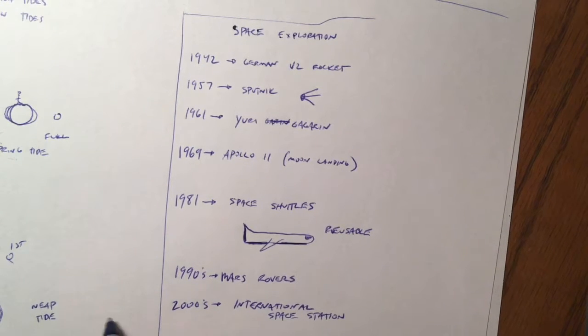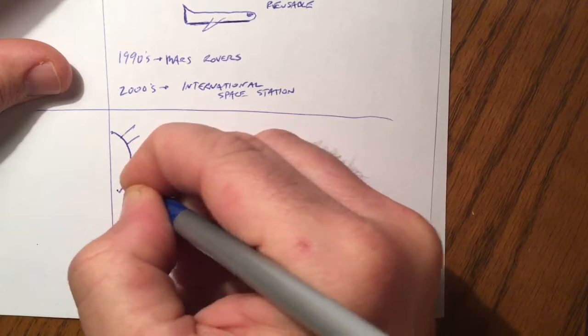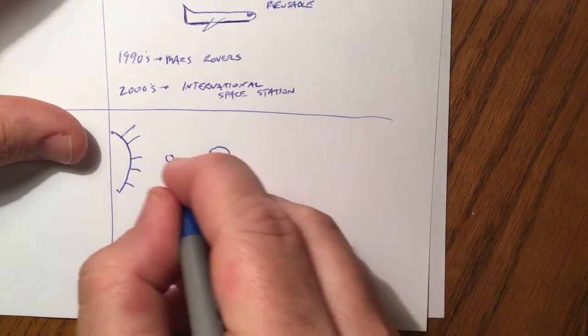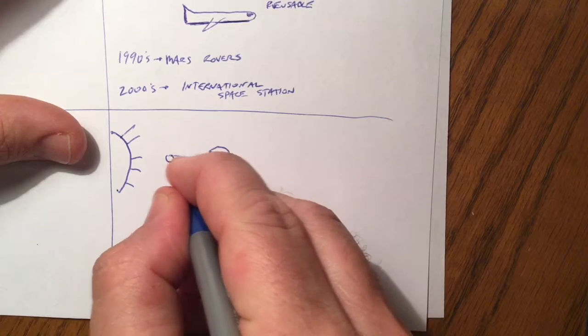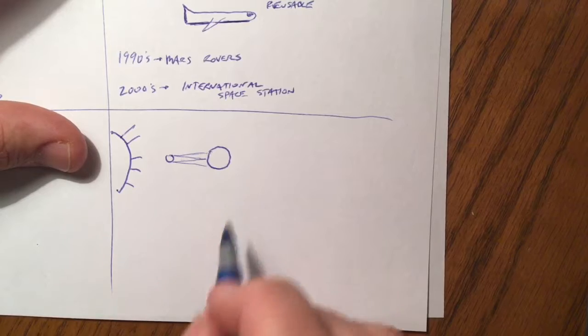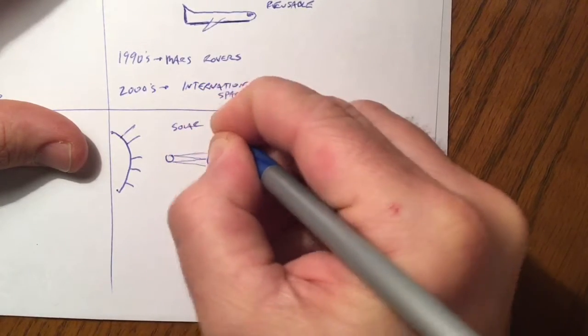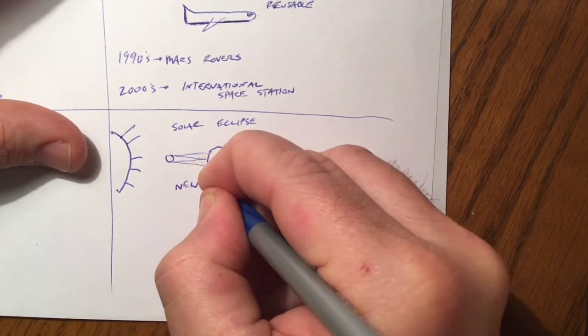Oh yeah, forgot to talk about eclipses. Let's talk about eclipses. There's a solar eclipse where the moon covers the sun, casting a shadow on the earth. There's two parts of the shadow. There's the umbra and the penumbra. If you're in the umbra, you get a total solar eclipse, so the sun gets completely blacked out for a little while. If you're in the penumbra, it's just a partial solar eclipse. So a solar eclipse can only happen during a new moon.